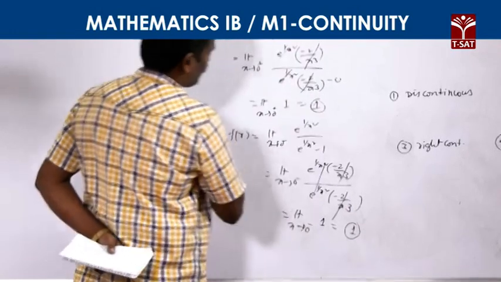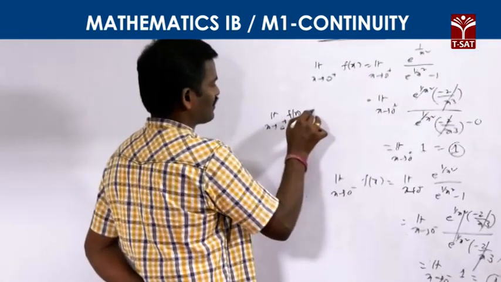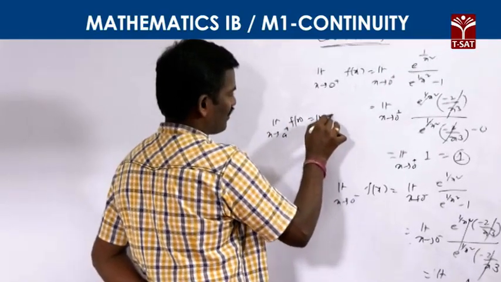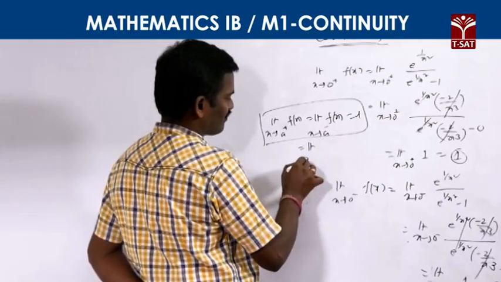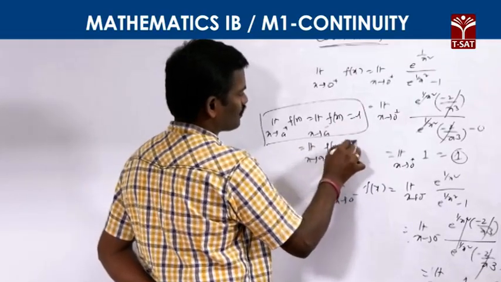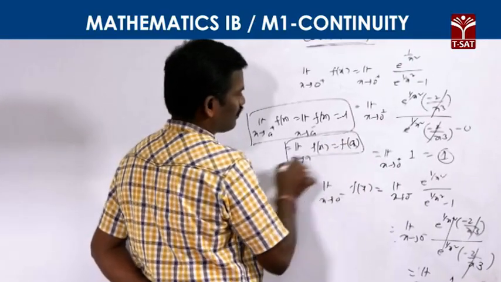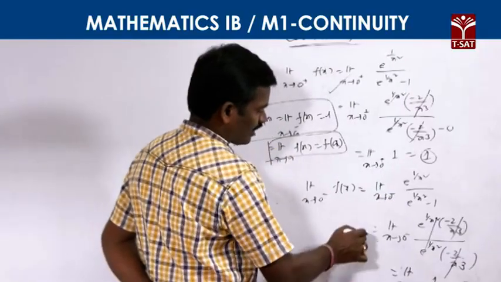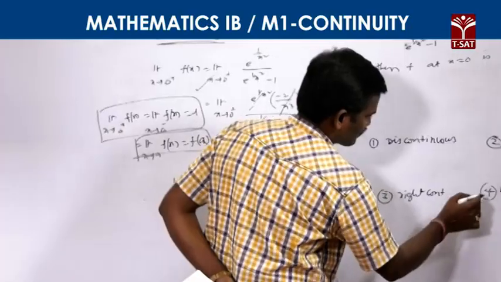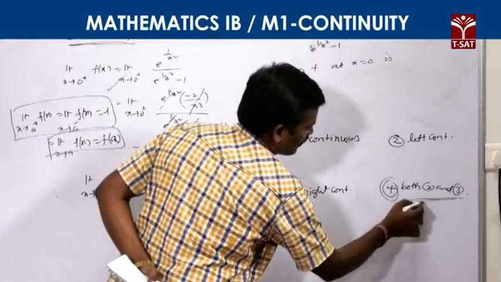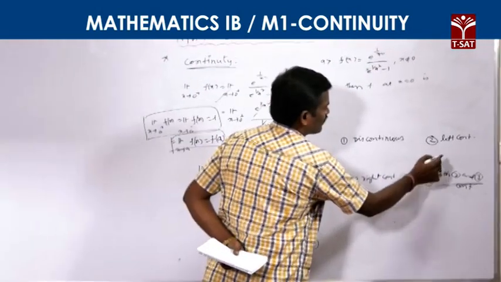So both are the same. What we already discussed: the limit as x tends to a plus of f of x is the same as the limit as x tends to a minus of f of x, and that answer is L. If both exist, that equals the limit as x tends to a of f of x, equal to f of the value at a. So all are equal. So the left limit exists and the right limit exists, meaning this is left continuous and this is right continuous. So the fourth option, both are continuous, is the correct option.